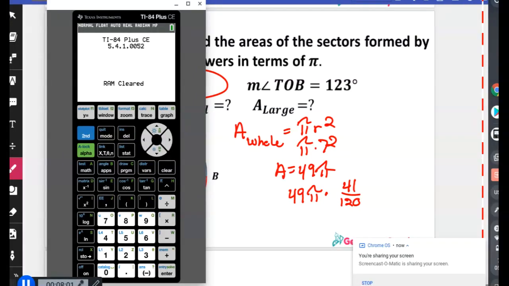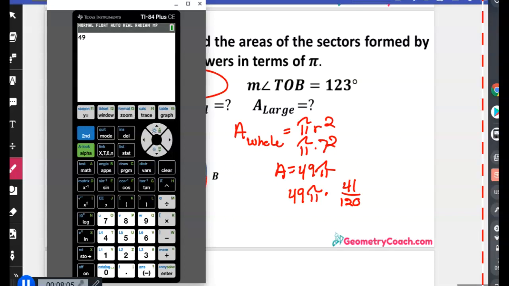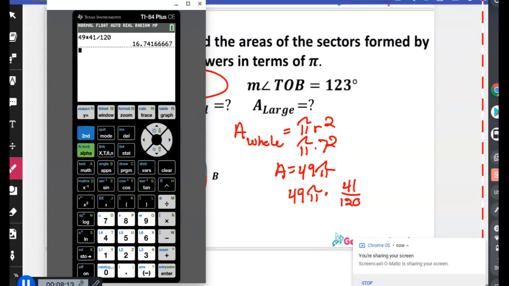Since we're leaving it in terms of pi, just don't do the pi part. So we're going to do 49 times 41 over 120. Okay, so we're going to have 16.74 pi.